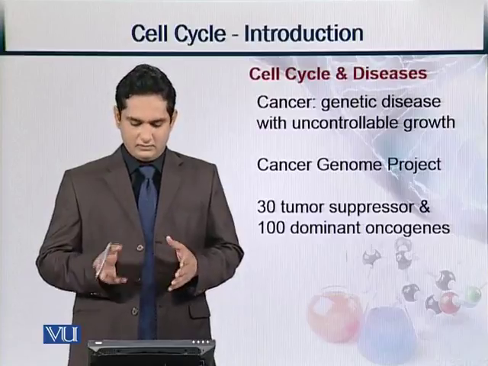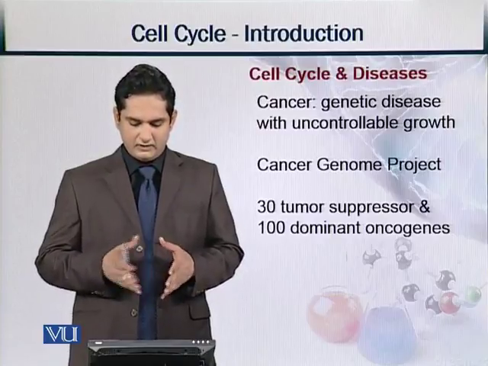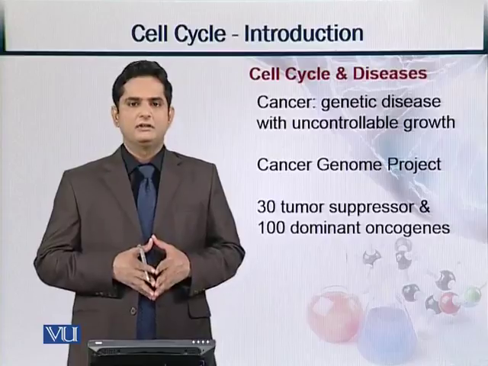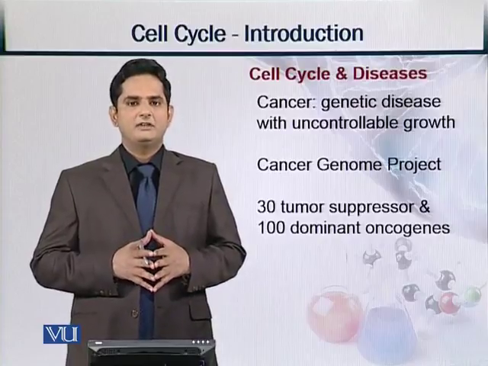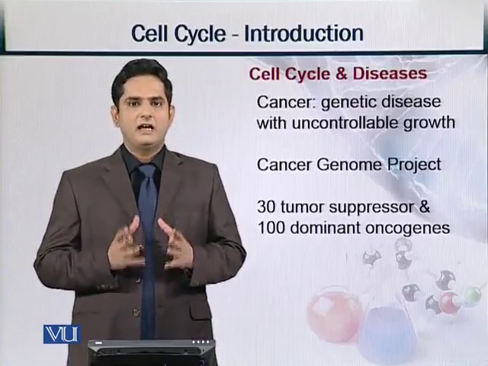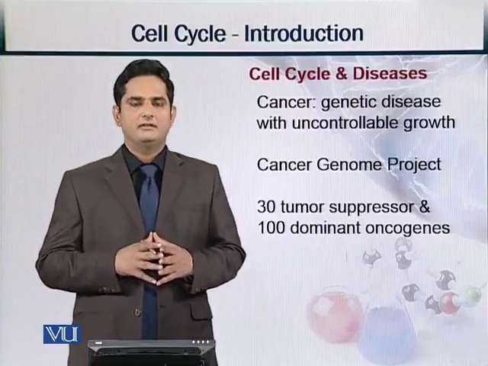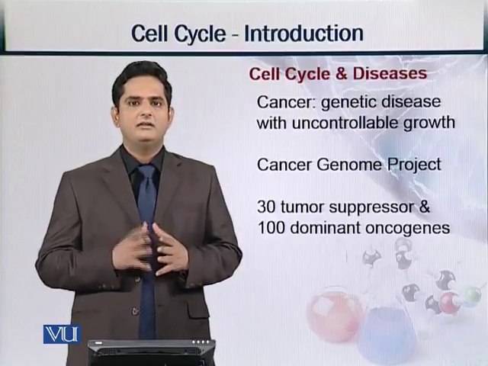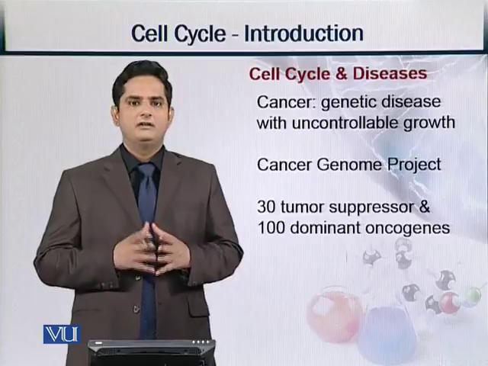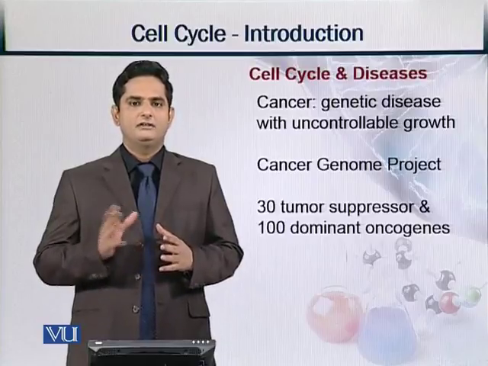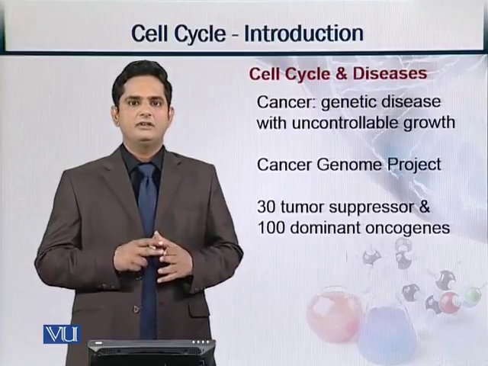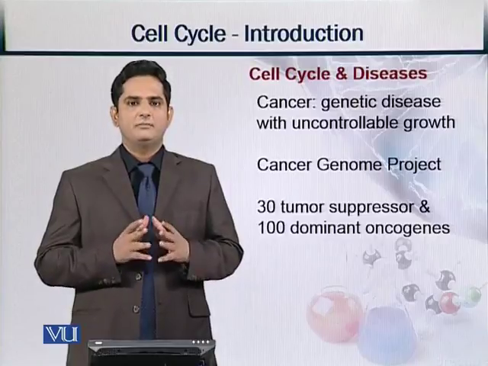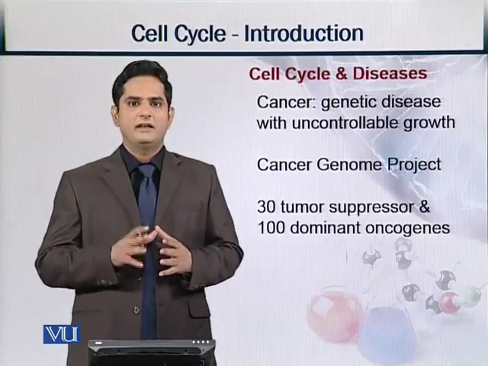Now what are these tumor suppressors and what are these dominant oncogenes? Suppressors, as the name suggests, are the genes which help the cell to come out of cancer, that is, how cancer can be avoided. Those are tumor suppressors. They are also called anti-oncogenes. On the other hand, dominant oncogenes are those genes which have the potential to grow in a cancerous cell.